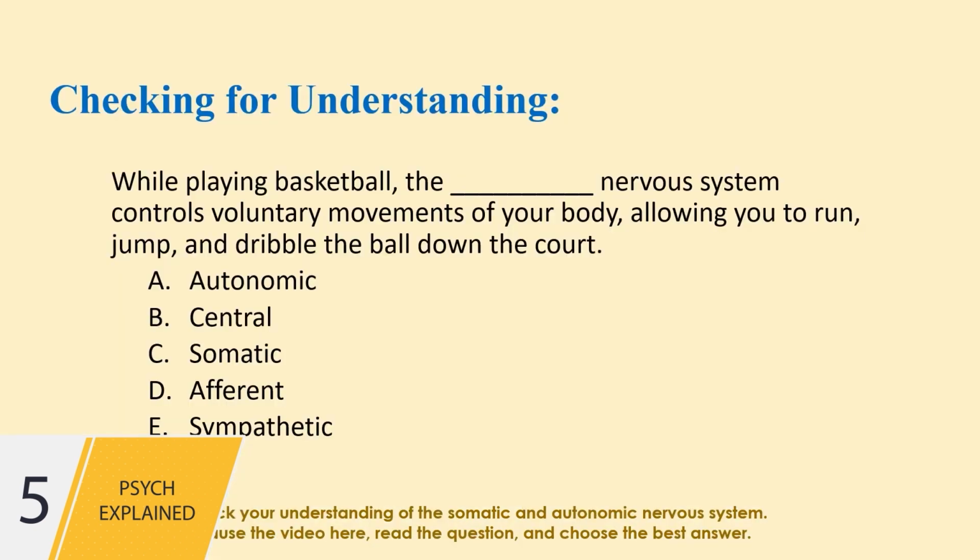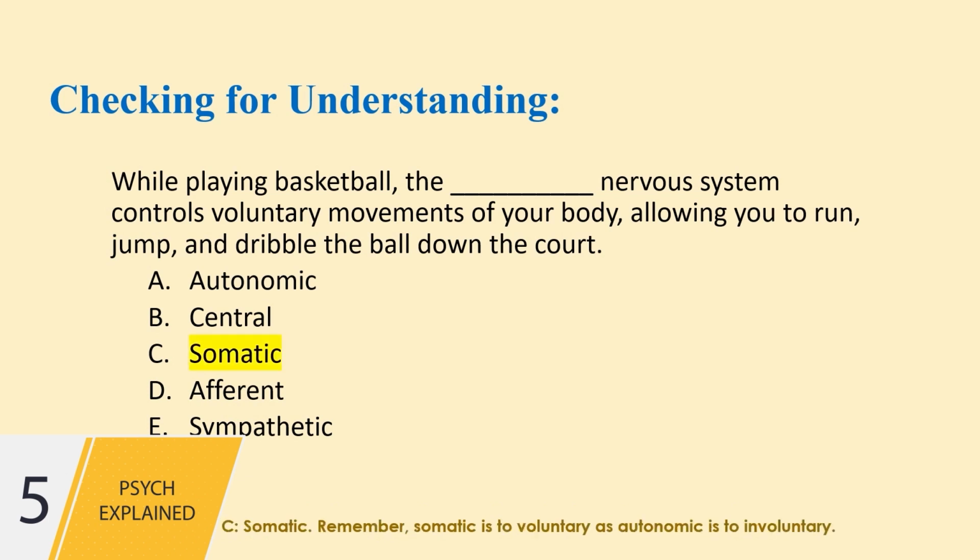Check your understanding of the somatic and autonomic nervous system. Pause the video here, read the question, and choose the best answer. The answer is C, somatic. Remember, somatic is to voluntary as autonomic is to involuntary.